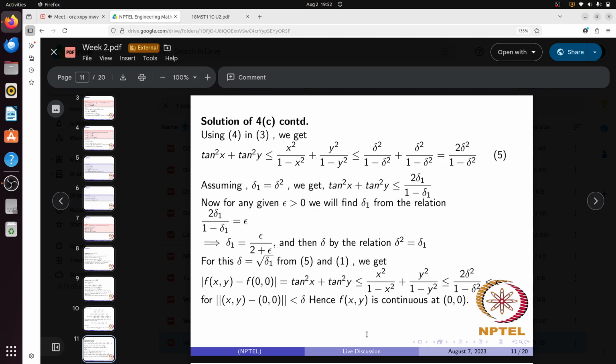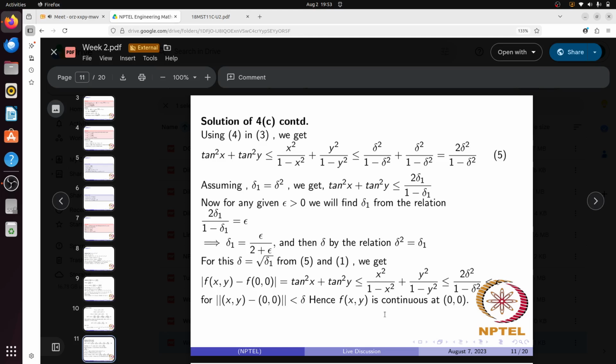Now, because it is just a sum of 2, assuming delta 1 equal to delta square, we get tan square x plus tan square y less than or equal to 2 delta 1 by 1 minus delta 1. Now for any given epsilon greater than 0, you will find delta 1 from the relation 2 delta 1 by 1 minus delta 1 equal to epsilon. So delta 1 will give you epsilon by 2 plus epsilon, and then delta by the relation delta square equal to delta 1. So for this reason delta equal to square root of delta 1. So that means delta equal to square root of epsilon by 2 plus epsilon.